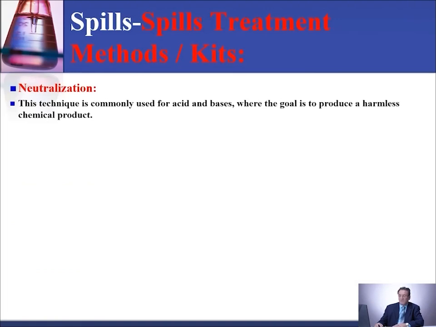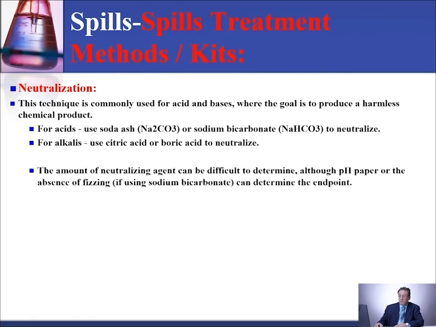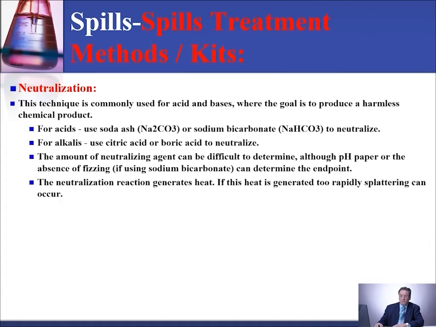Neutralization, what does it mean? This technique is commonly used for acids and bases. The goal is to produce a harmless chemical product. If you have an acid spill, use soda ash or sodium bicarbonate to neutralize it. For alkalis, use citric acid or boric acid to neutralize. The amount of neutralization agent can be difficult to determine, although pH paper or the absence of visible reaction can determine the endpoint of the reaction.